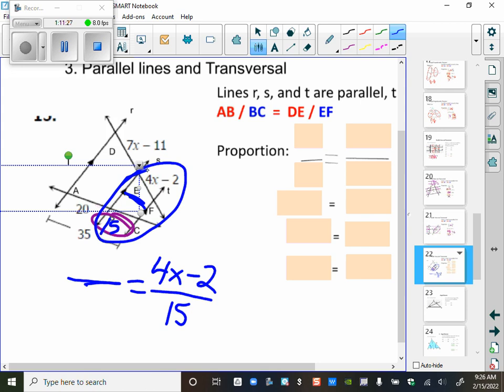Now, what would be the other part? What would go here and what would go there? He's on the right track. You got the first part. You stacked it. Now, how are we going to stack the other one? What's going on top? What's going on the bottom? Okay, don't even worry about 35. Don't worry about the 35.